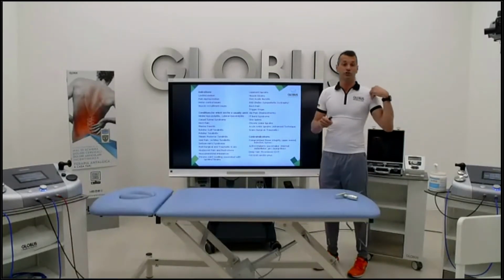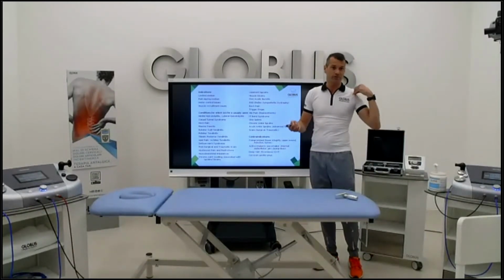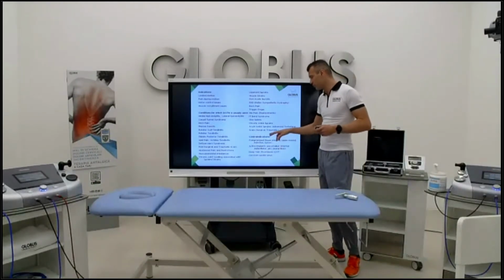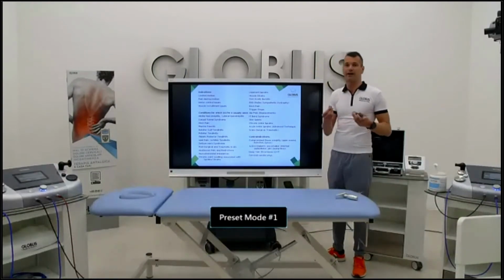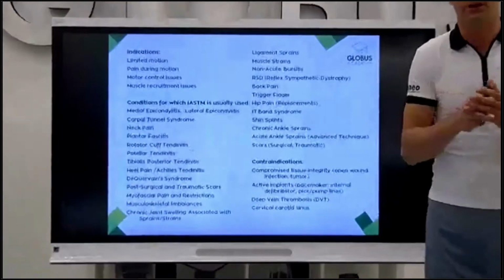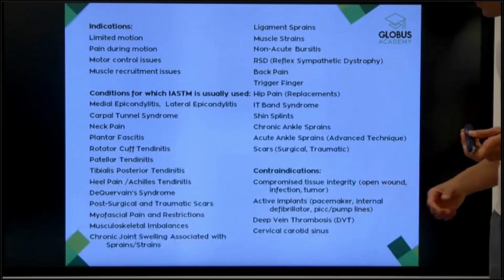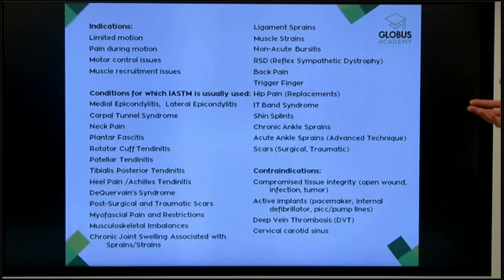Are there any contraindications? Yes, there are, of course, not many, but there are. First of all, compromised tissue integrity. We need to have good integrity of the tissue. If there are active implants, we cannot use the fascia tools over this area. Just imagine a pacemaker, or some internal defibrillators, or some pumps, devices like those.